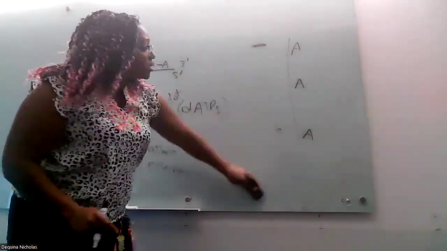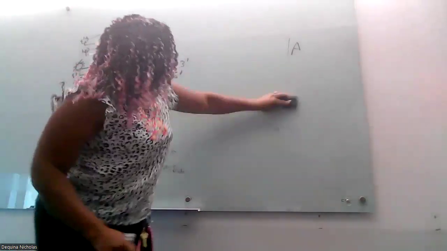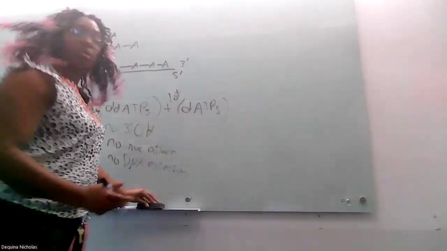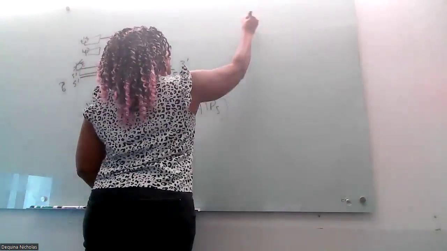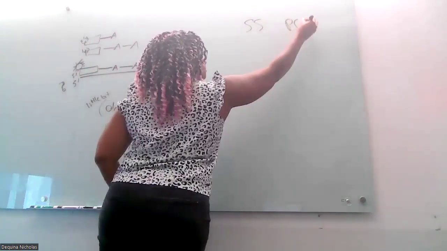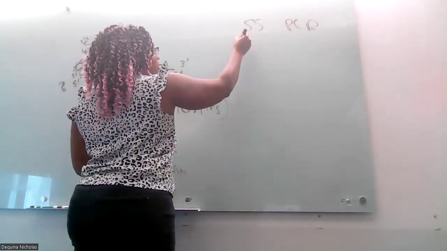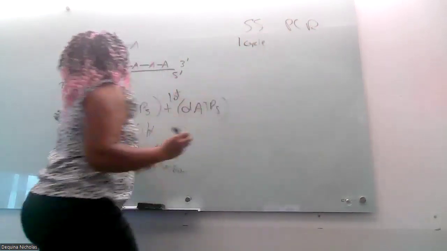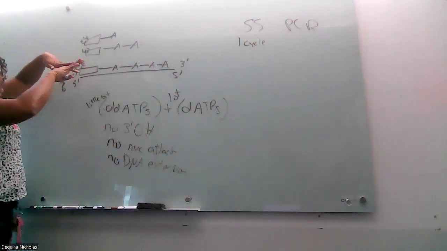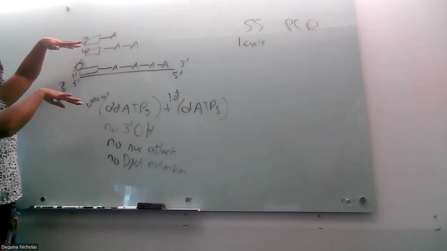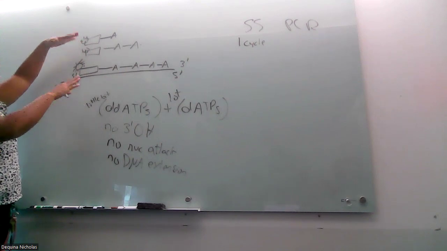So we were asked about some of the differences between Sanger sequencing and PCR. So let's map some of these out. Sanger sequencing, PCR. So first thing about Sanger sequencing is really only one cycle, correct? We want to take our DNA, denature it, let the templates anneal, and then extend.